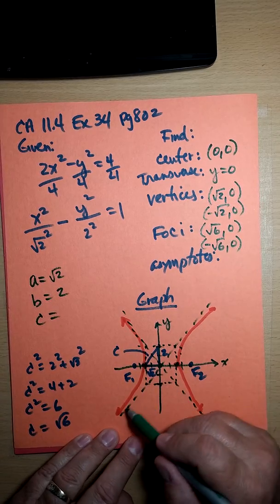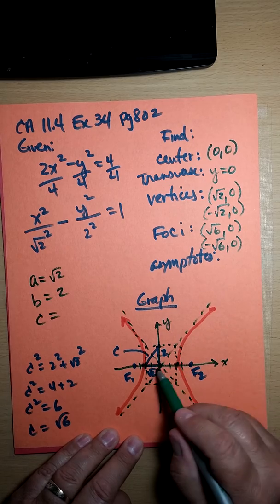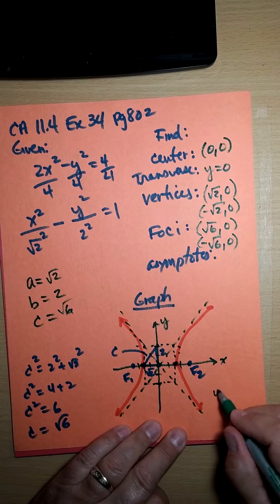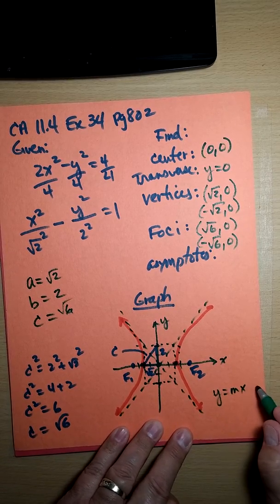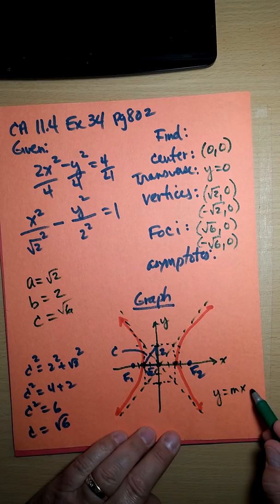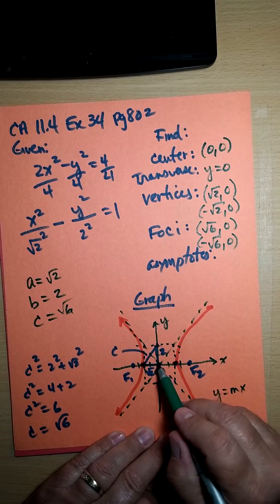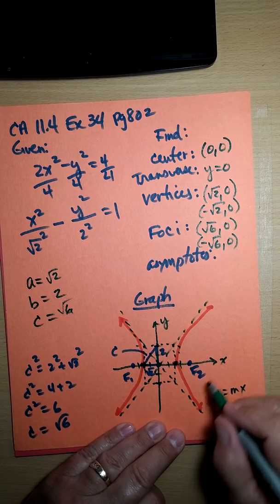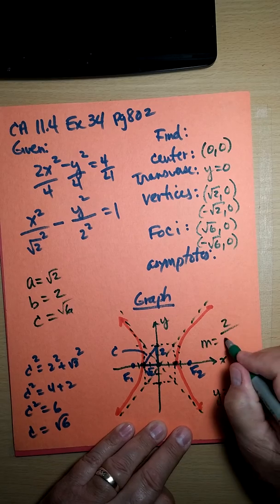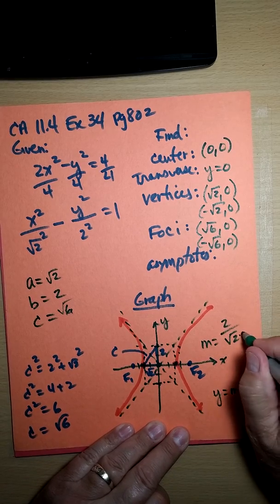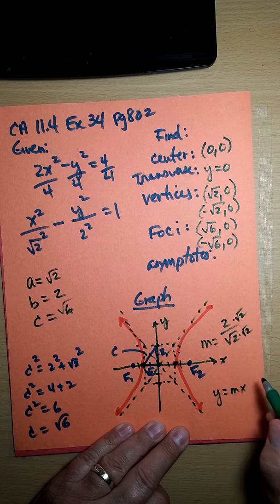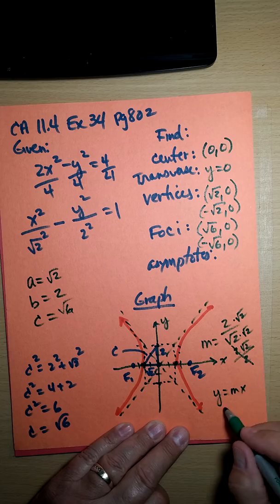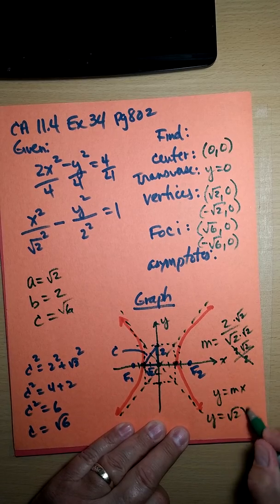The asymptotes are these lines. They go through 0, 0, so you know it's y equals mx, because 0 is the y-intercept. How do you find the slope? You do rise over run. We go up 2 and to the right square root of 2. We multiply both numerator and denominator by the square root of 2. We get 2 times the square root of 2 over 2. Those cancel. So it's y equals the square root of 2 x.